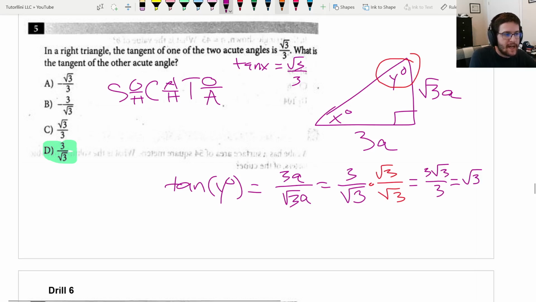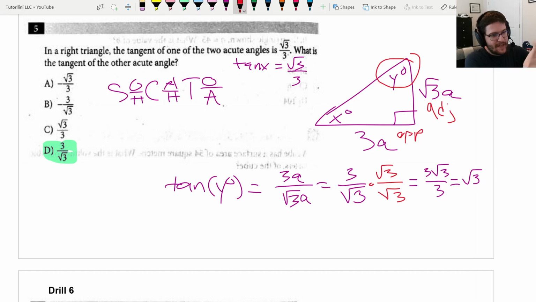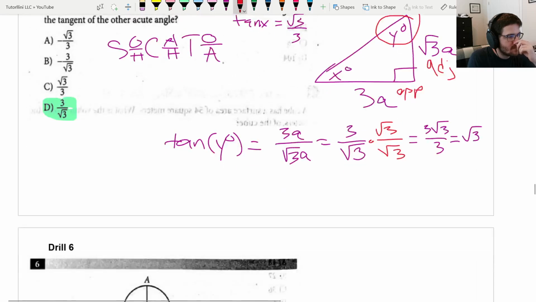So what's the takeaway? As you saw, when you switch acute angles, the hypotenuse stays the same, but the opposite and the adjacent switch places. So when you switch tangent from angle to angle, it gets inverted because the two sides switch places. Great.